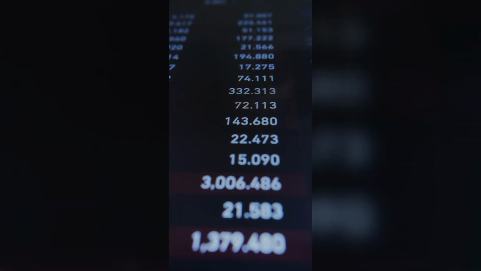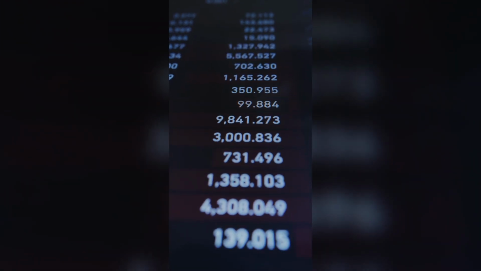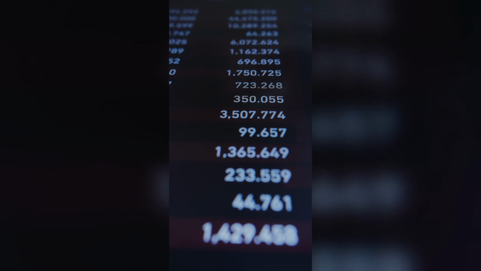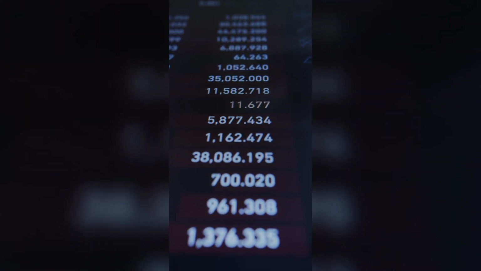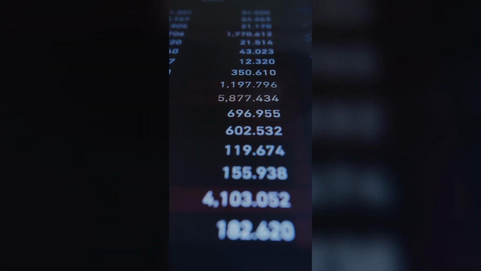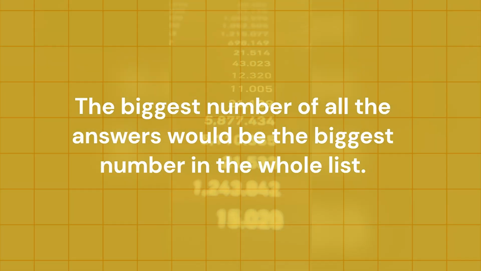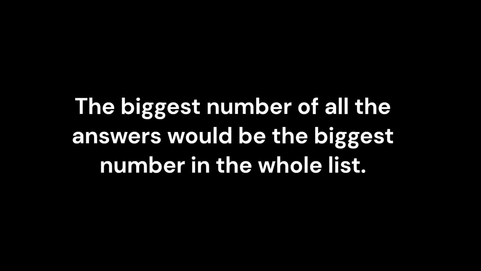For example, let's say you have a really big list of numbers, and you want to find the biggest number in the list. You could use cluster concurrent programming to solve this problem. You would divide the list into smaller parts, and then you would give each computer one of the parts to work on. Each computer would find the biggest number in its part of the list, and then the computers would share their answers with each other. The biggest number of all the answers would be the biggest number in the whole list.